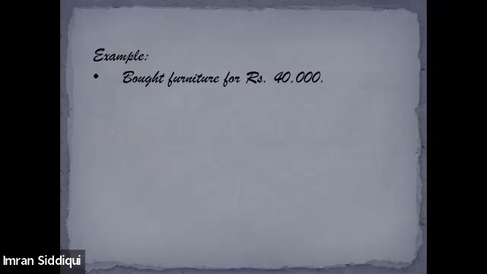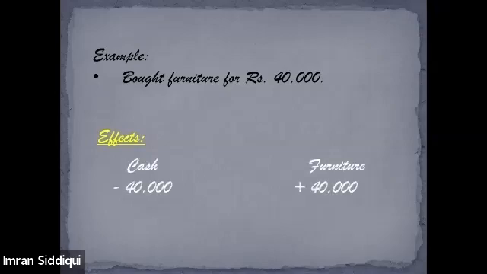Okay. Taking the third example, bought furniture for rupees 40,000. This will be affecting, assuming that it has been bought for cash, the cash as well as the value of the asset by way of furniture. So it will reduce the amount of cash. That means there is a reduction in the value of the asset. On the other hand, it will also increase the value of the furniture at the same time. So there is an increase in the value of the asset. So asset is reducing on the one hand, and on the other hand, there is an increase in the value of the asset as well.